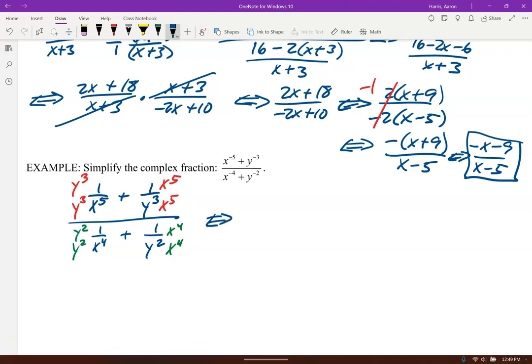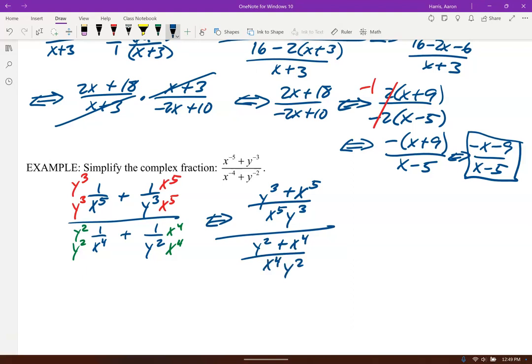So we have y to the 3rd plus x to the 5th, all over x to the 5th, y to the 3rd common denominator. The denominator I have y squared plus x to the 4th, all over x to the 4th y squared. So this is x to the 5th plus y to the 3rd. I'm going to write the x's first, over x to the 5th, y to the 3rd, over x to the 4th plus y squared, over x to the 4th y squared.